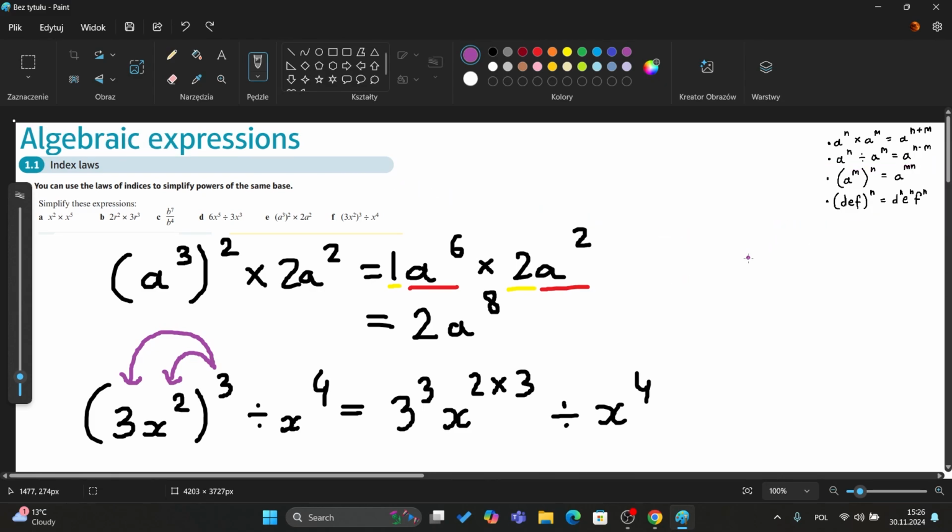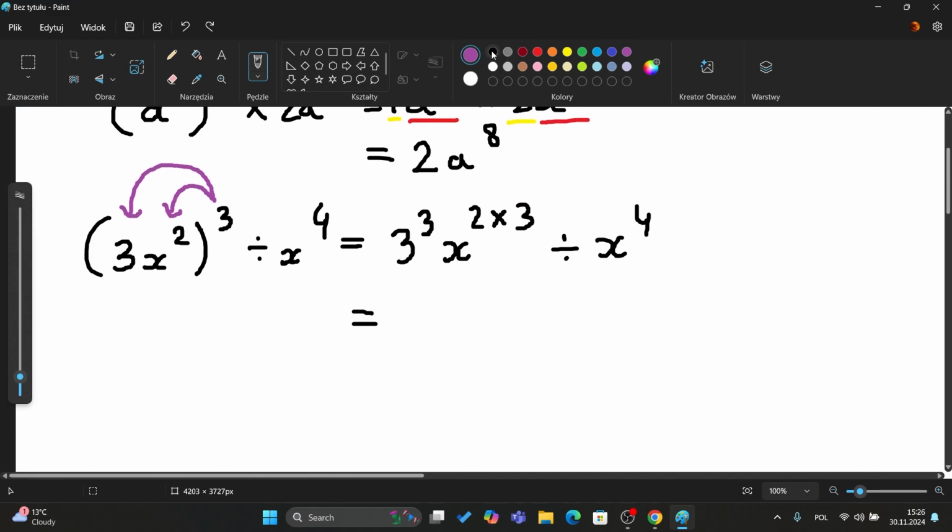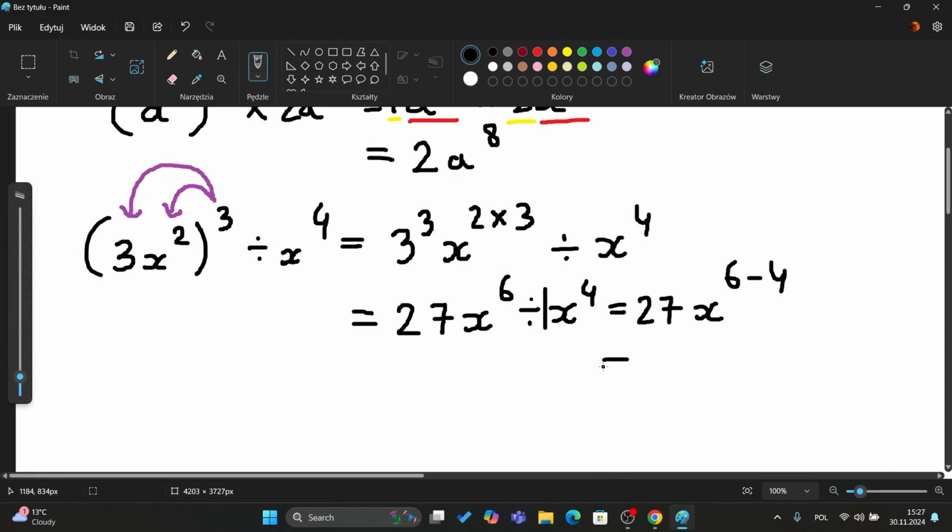And what happens here is we're going to simplify this more. 3 to the power of 3 is 3 multiplied by 3 multiplied by 3, which is 27, and x to the power of 6 divided by x to the power of 4. So now we divide the normal numbers, so 27 divided by 1 is 27, and x to the power of 6 divided by x to the power of 4 is x to the power of 6 minus 4, so that is 27x squared.